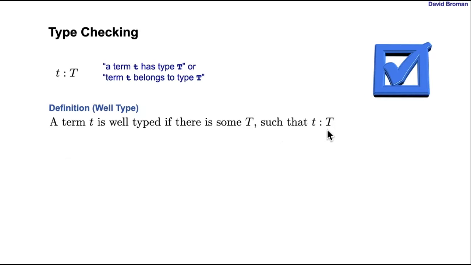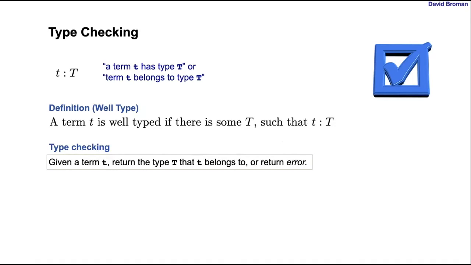So this means that it's well-typed. It means that it's good, it works. How do we figure out if it's well-typed? Well, we have a type checker that checks that. A type checker basically says, given a term t, return the type capital T that t belongs to, or return an error. So it means that either it is an error or it's well-typed. That is what's happening when you type check a program.